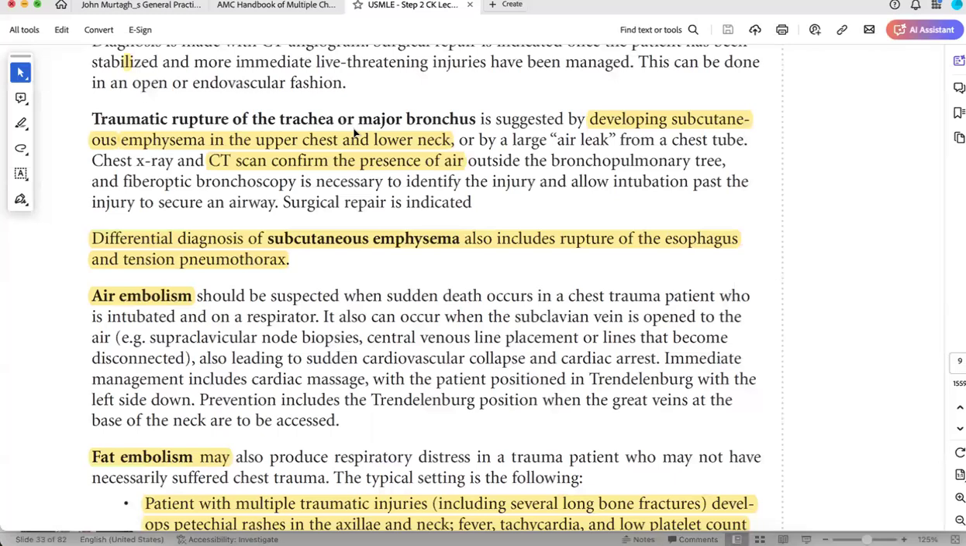In that case, you do a chest X-ray and a CT scan to confirm whether the patient has any air outside the bronchial tree. And to confirm the injury, you need to do a bronchoscopy. So first X-ray chest and a CT, followed by bronchoscopy.